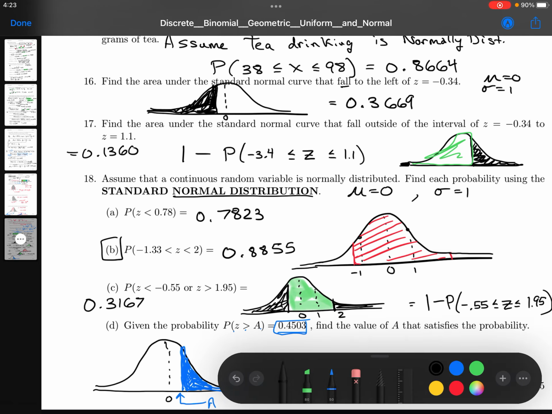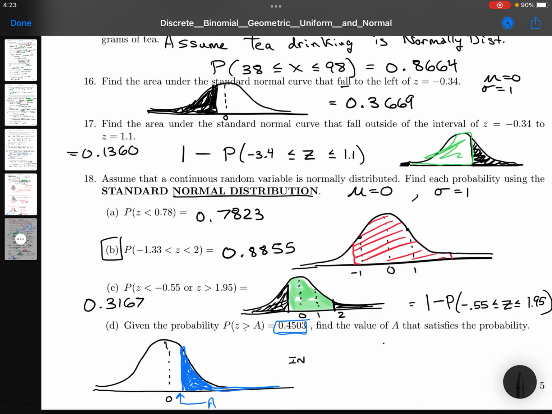Well, when you want to do this, you need to look on a standard distribution table or use something on your calculator known as an inverse norm. So I'm going to do the inverse norm. I want the area to the right to be 0.4503 or the area excluded to the left to be the complement, 0.5497, depending on how your calculator works. 0.5497 is the area to the left.